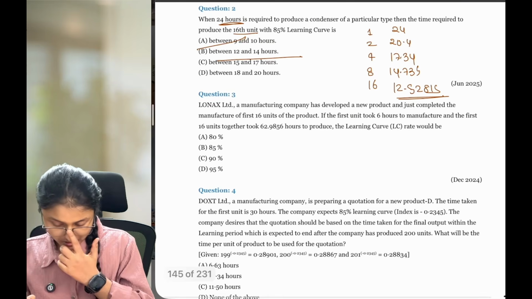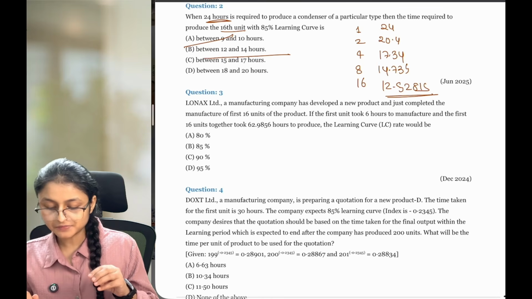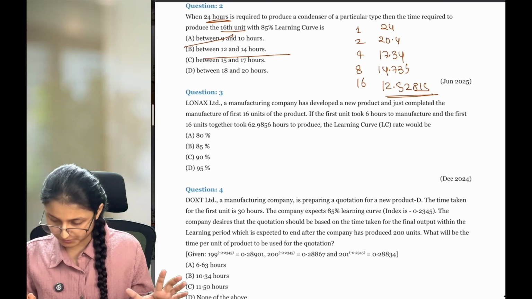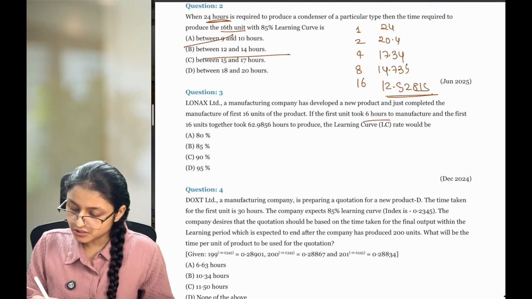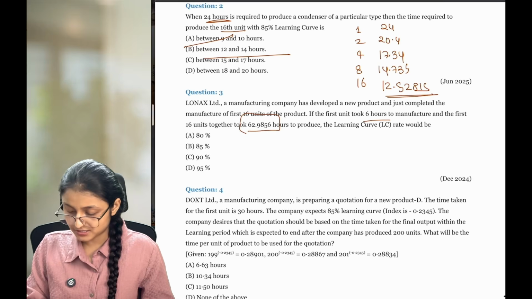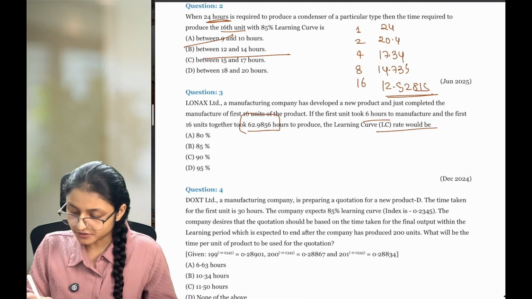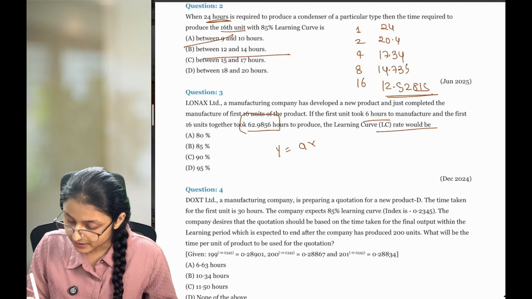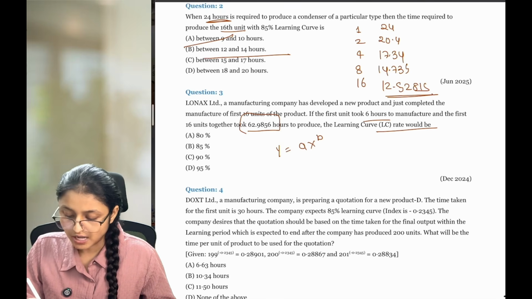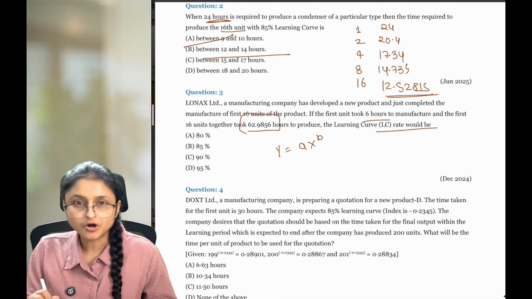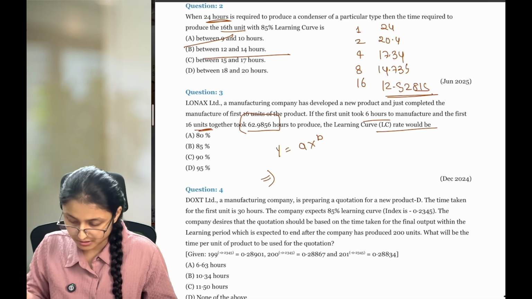Okay, next. Lonax Limited, a manufacturing company, has developed a new product and just completed the manufacture of the first 16 units of the product. If the first unit took 6 hours and the first 16 units took 62.9856 hours, the learning curve rate will be, now this is an interesting question, you need to calculate the learning curve rate. For this I need to use the y is equal to ax to the power b related formula. Whenever they are asking us to calculate the learning rate, this is the formula which you should use, even if the quantity is not coming by doubling the units.